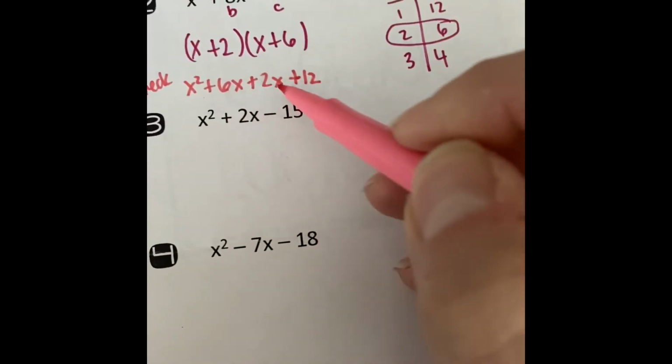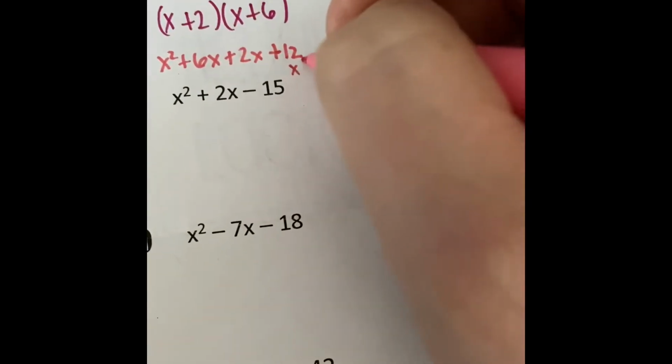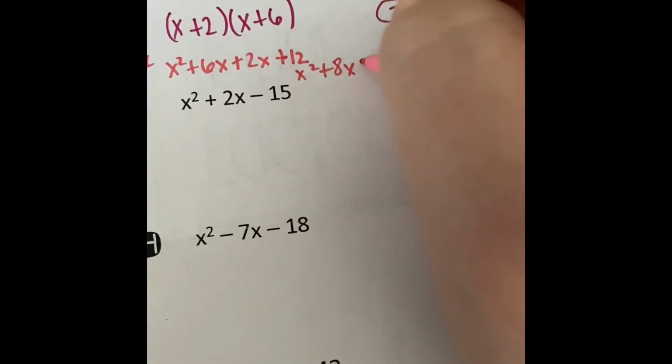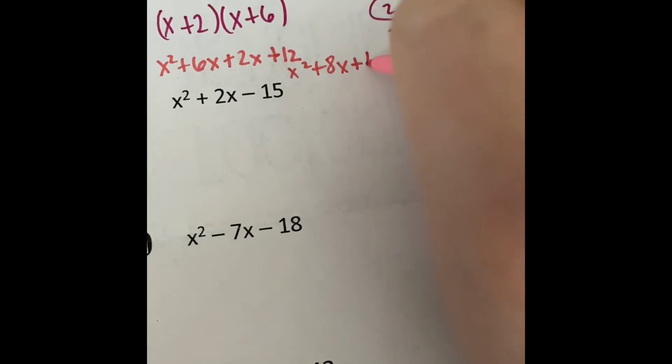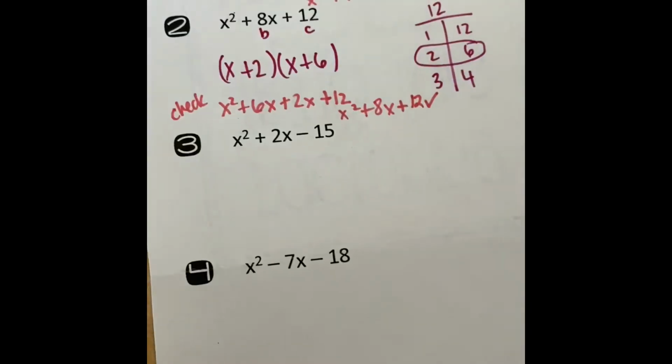X times x is x squared. X times 6 is 6x. 2 times x is 2x. 2 times 6 is 12. Add the middle two together and I get x squared plus 8x plus 12, which is where I started.